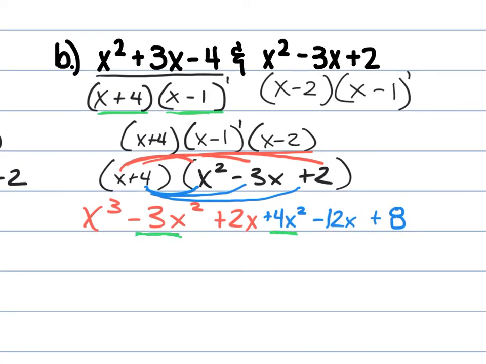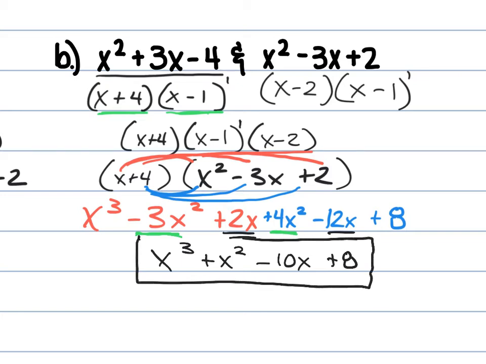Okay, these can be combined. So the x to the third power combines with nothing. But those two green underlined things are going to combine to become just x squared. 2x minus 12x is negative 10x, plus 8. So what we did is we factored completely. We pulled out the highest powers of each, and then we did any multiplying that we have to do. We multiplied it all out, and this is what we got: x cubed plus x squared minus 10x plus 8.